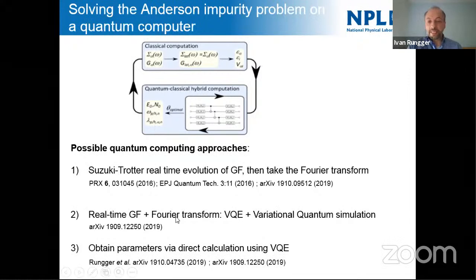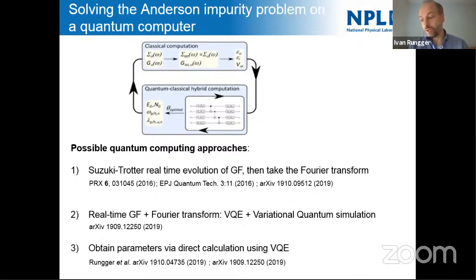Another way is, again, time evolution, but you do a variational quantum simulation. So it's a more efficient way to do the time evolution, but it's still time evolution. And the alternative, which is what we used, is that you say, well, because we just need total energies ultimately, we can just use VQE, as shown also today in some talks before, to calculate the ground state and excited states, and then we input that in our model for the Green's function.